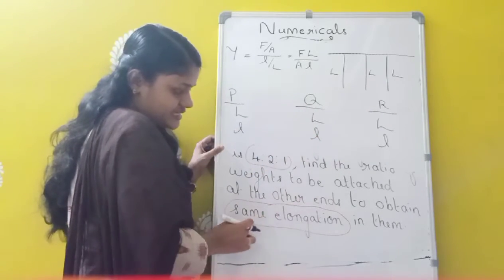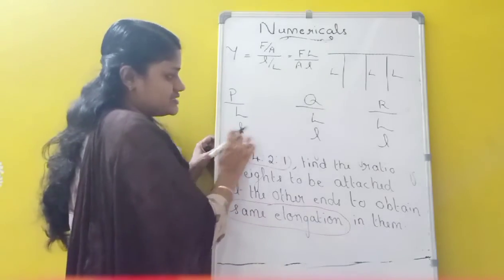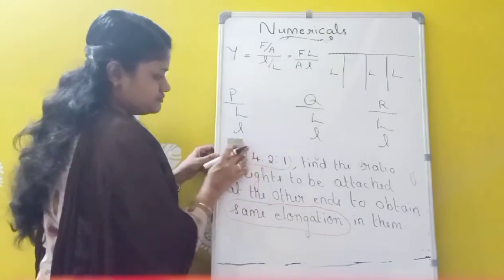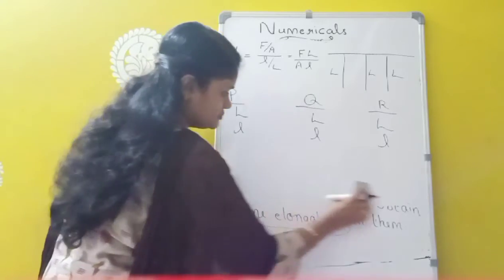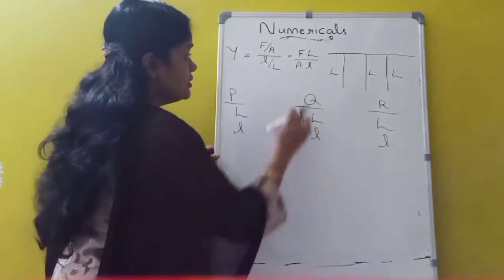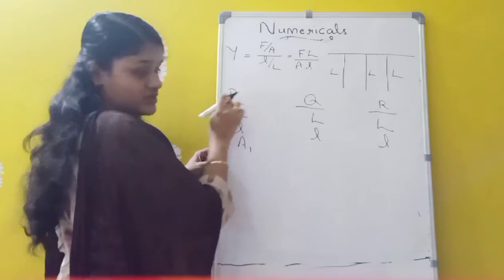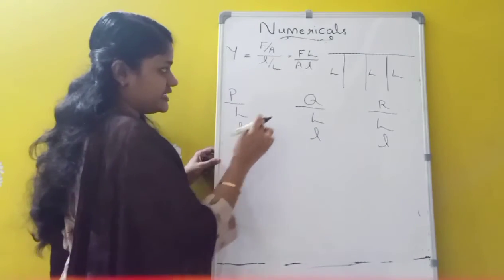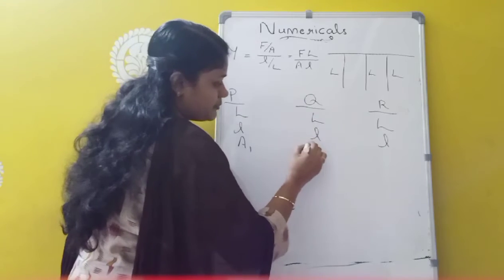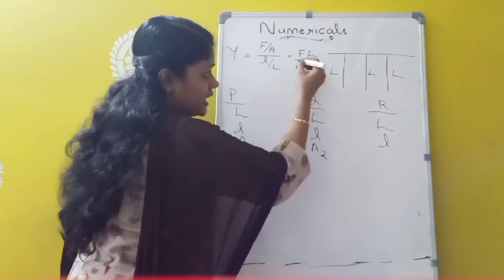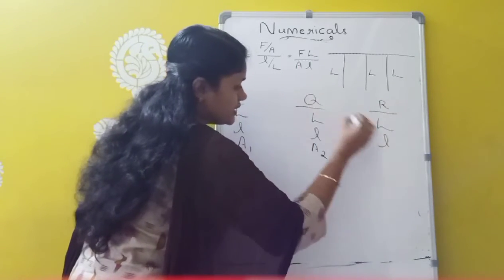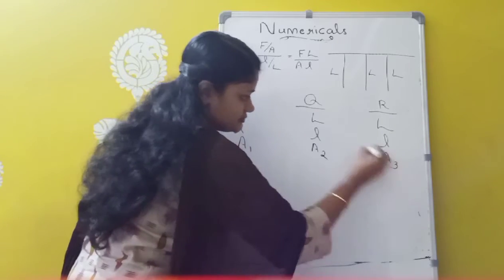So here it is given same elongation. So I have taken here small l. Then here area I am taking for this wire A1. First wire P I am taking area as A1, for wire Q I am taking area as A2, and for wire 3, that is R, I am taking area as A3.